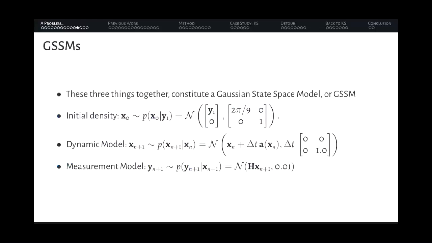These things come together. I've assumed normality or Gaussian distributions in all three, and these constitute a Gaussian state space model. And this is basically a fundamental construction for this kind of problem solution, right? You've got the initial density, what you think is happening at the start. You've got a dynamical model that tells you how the hidden state evolves in time. And then you've got a measurement model that tells you how observations are related to the hidden state.